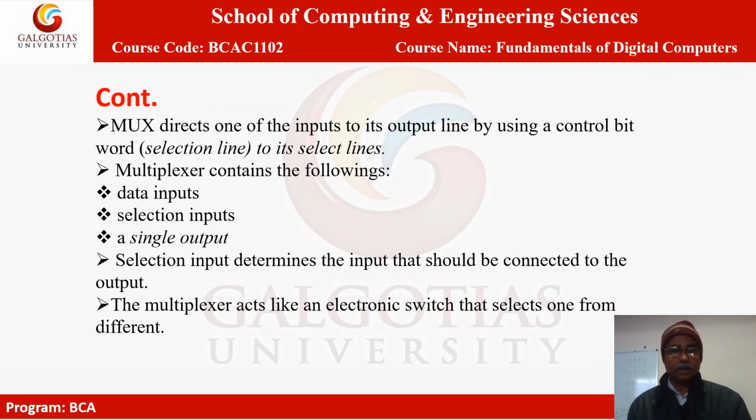Let's proceed. Multiplexer is written in short as MUX, M-U-X. A multiplexer directs one of the inputs to its output line by using a control bit, also called a selection line, to select lines. And a multiplexer contains the following. What can be there in a multiplexer? Three things are there: data input, then selection input.